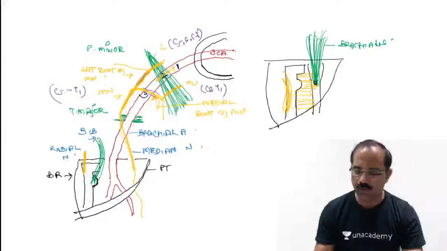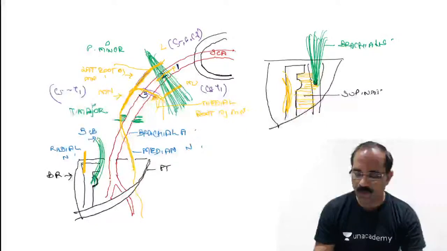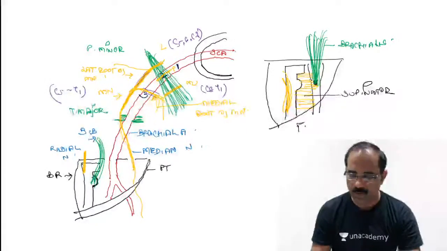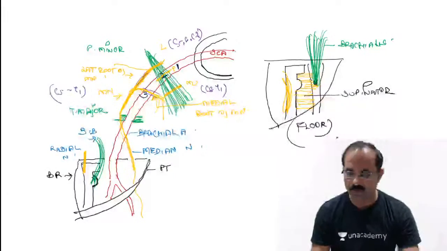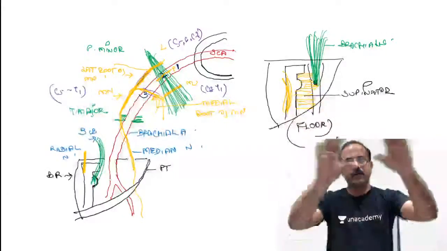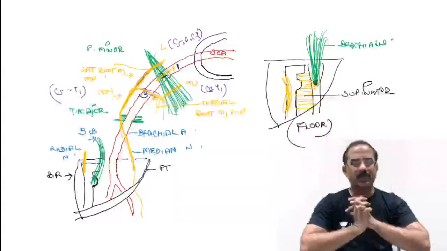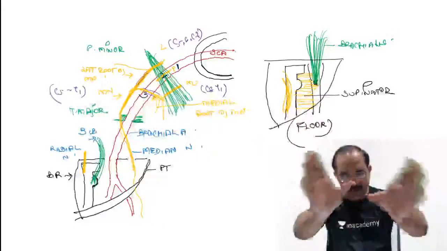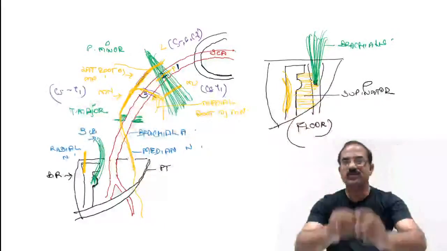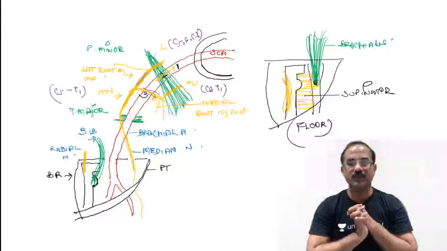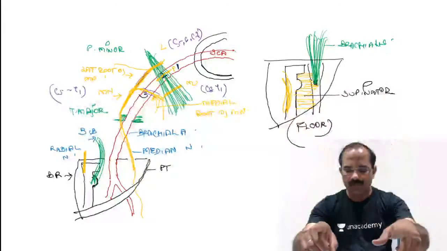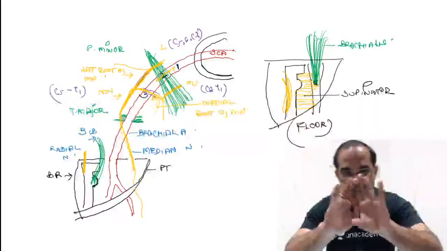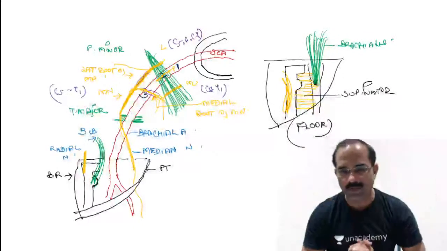So the floor of the cubital fossa is formed by what? Brachialis and supinator. This is a very important MCQ. Clear, students? The boundaries and the contents I've told you, and how the structures come in the cubital fossa I've told you. Does the ulnar nerve lie in the cubital fossa? No. Ulnar nerve is not a content of the cubital fossa.